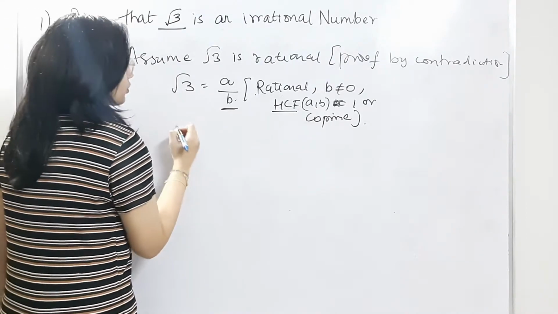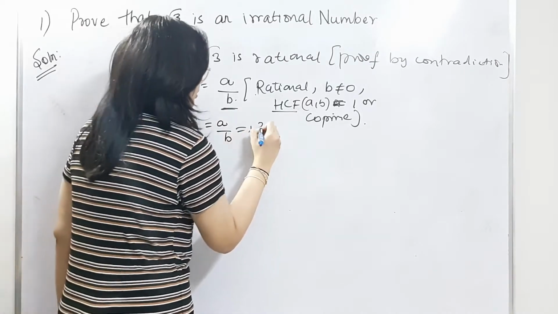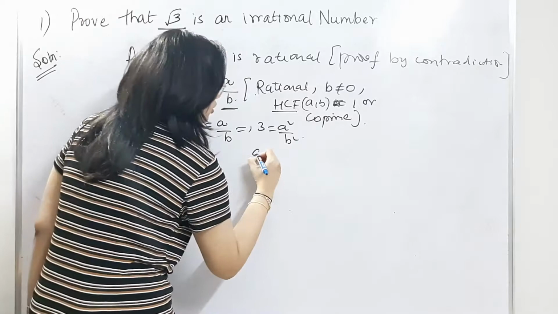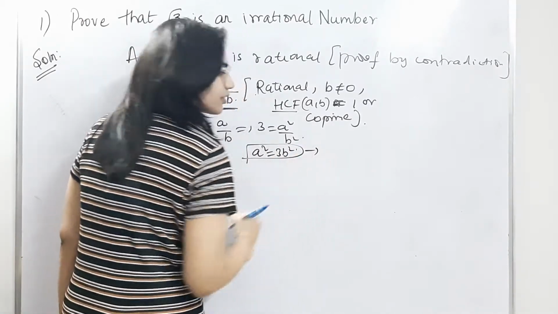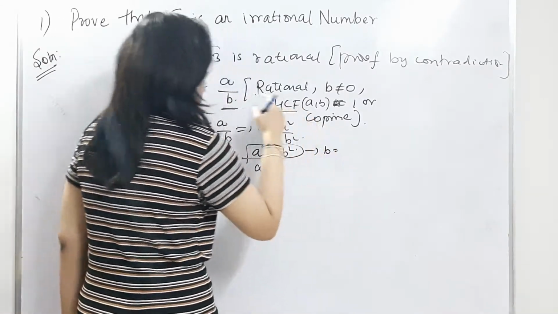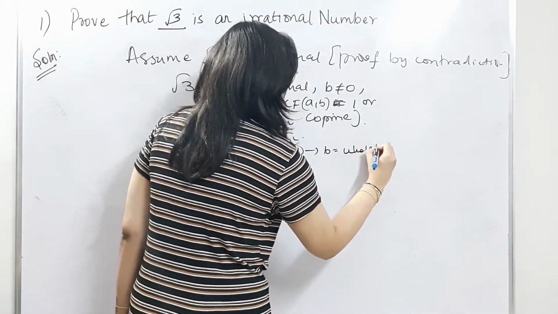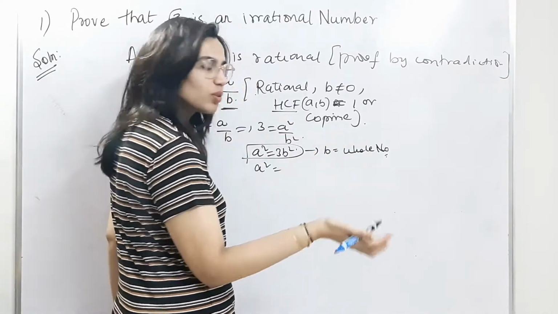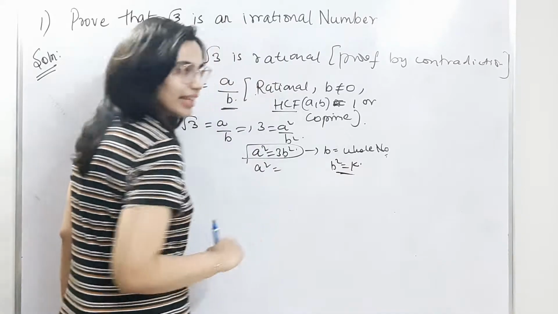Now, if root 3 is equal to A by B, can we say that 3 is equal to A square by B square? Yes. So, can we not say that A square is equal to 3B square? Yes. Now, B here is, we took some number here, it can be a whole number. So, B here is a whole number and B square results in some other whole number. So, we can assume that B square is some constant K.